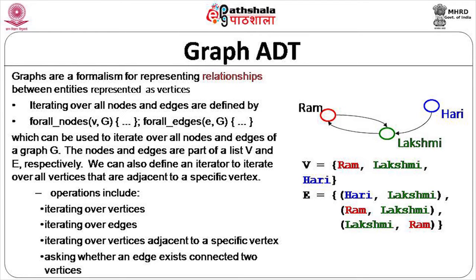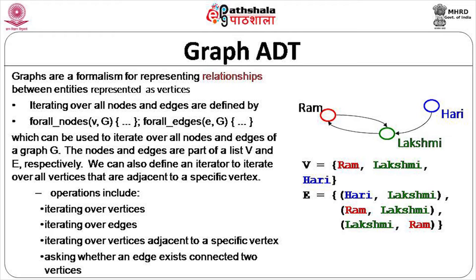Then let us take an example. Graphs are a formalism for representing relationships between entities. So, a graph G is represented by G equals (V, E), where V is the set of vertices, and E is the set of edges. Here we have V as 3 vertices, Ram, Lakshmi and Hari. We had seen the same example in the previous module also. And the edges here are: there is an edge between Hari and Lakshmi, which is a directed edge, and then we have an edge between Ram and Lakshmi, and one between Lakshmi and Ram. As you already know, graphs can be directed, undirected, weighted, unweighted.